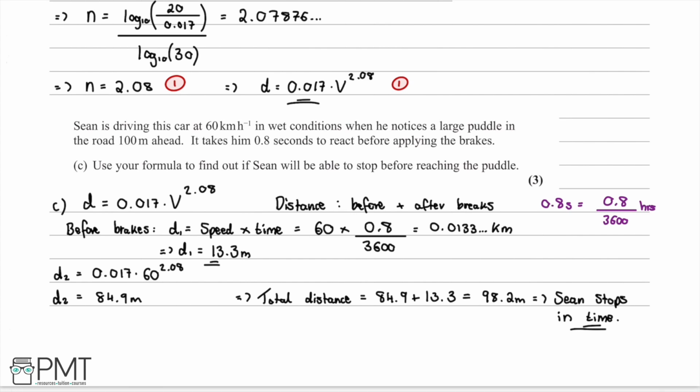So in this part of the question, there were again 3 marks on offer. We receive our first mark for working out the distance using our model, where we substitute 60 into our formula. So we receive this at this point here, where we worked out d2. So we then receive our second mark for working out the distance before the brakes were applied. So that came when we worked out 13.3 meters. So we then receive our third and final mark for concluding that Sean stops in time and that the total distance is 98.2 meters.